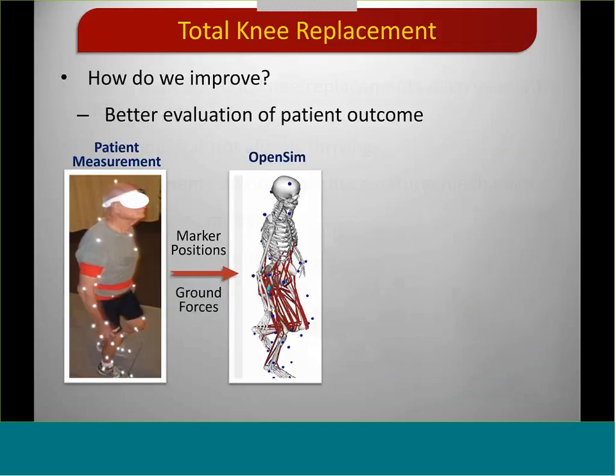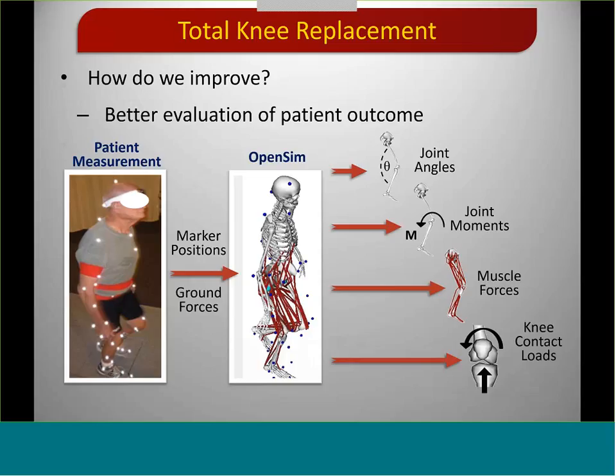So how do we improve? There's a number of ways to improve, but we think one way might be through better evaluation and understanding of clinical outcome. We can measure patient function in the gait laboratory, and from the recorded marker positions and ground forces, we can use OpenSim to calculate the joint angles and joint moments, muscle and joint forces associated with these movement compensations that are describing the deficits that these patients suffer from.